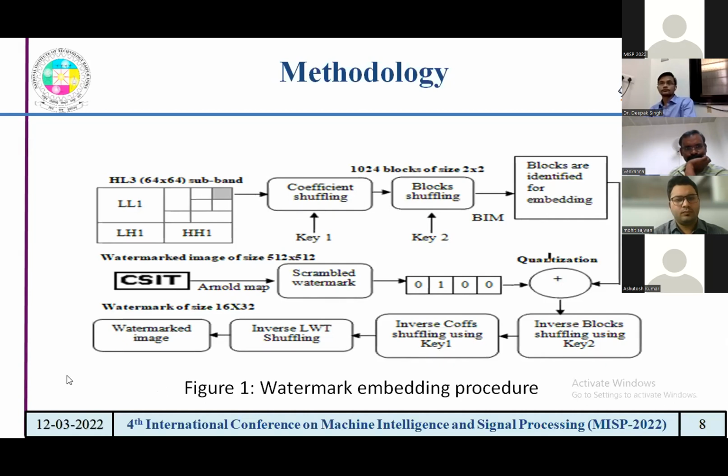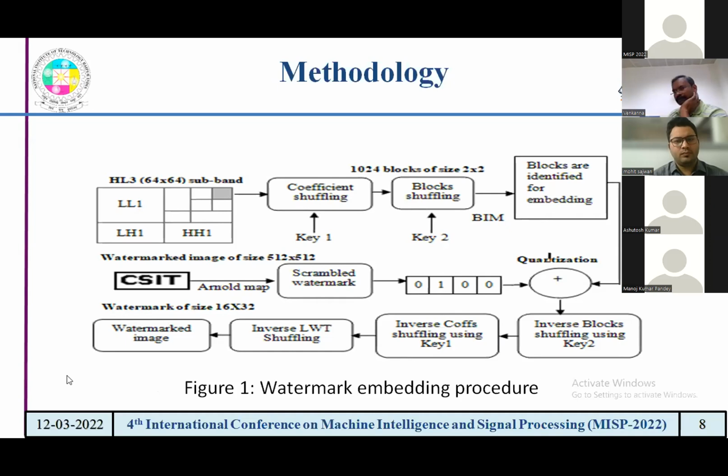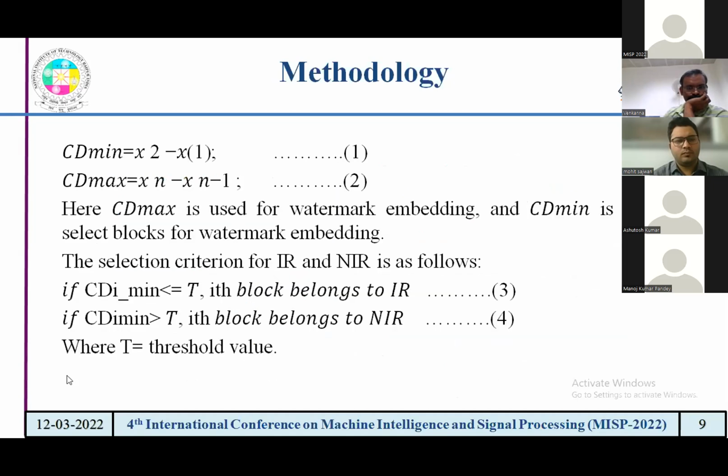Here the watermark of size 16 by 32 is first scrambled using Arnold map, and then the quantization is done in order to do the watermarking, and then inverse lifting wavelet transform is performed to get the watermarked image. Here we have used CD min and CD max in order to partition the blocks into important region and non-important region.